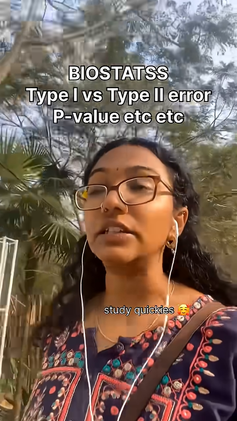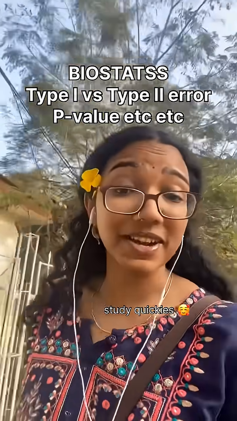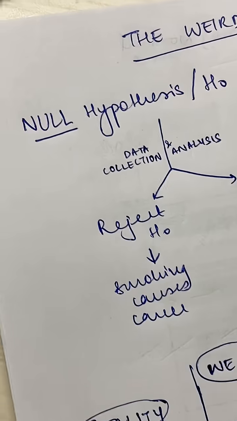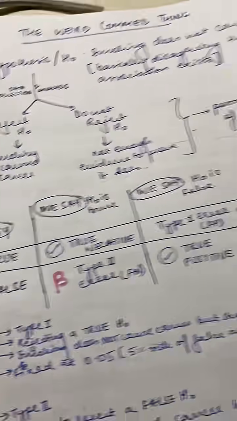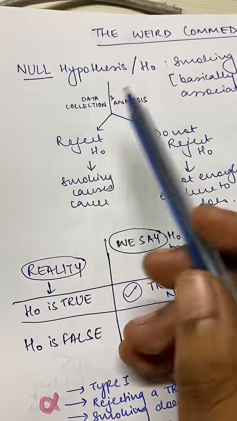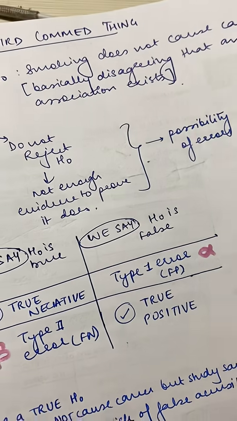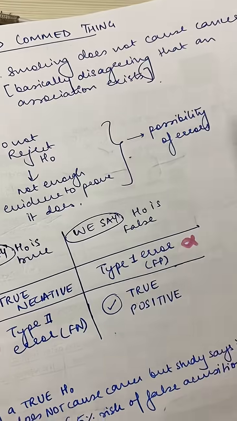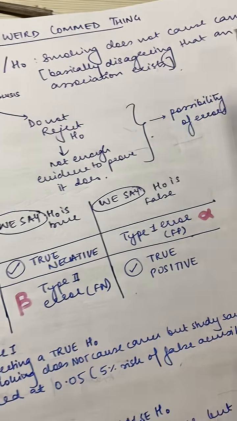So I revised a really annoying topic today and I'm going to try making it less annoying for you. We start with something called the null hypothesis. Let's take "smoking causes cancer" as the classic example. That is what we're trying to study. The null hypothesis in this study would be that smoking does not cause cancer. Basically, we disagree that an association between smoking and cancer even exists.